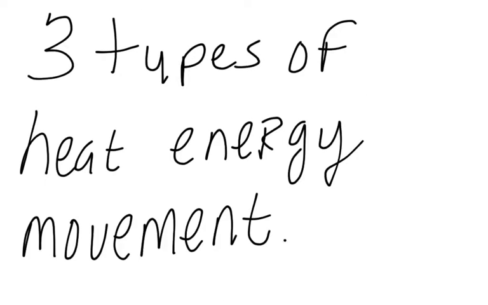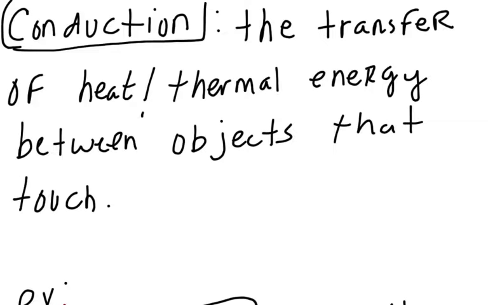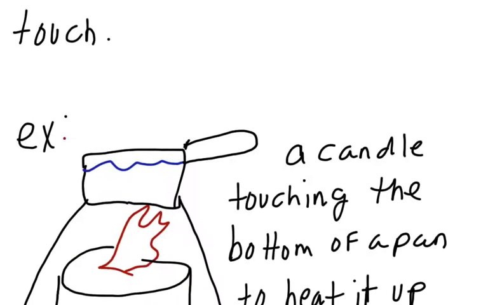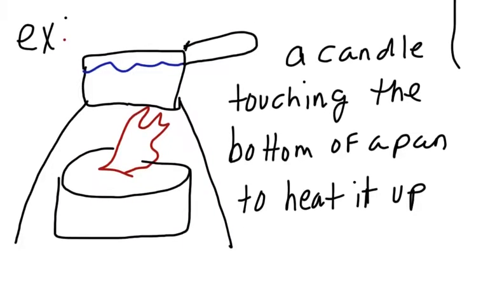Now, we have three types of heat energy movement or heat energy travel. The first one is conduction, and that's the transfer of heat/thermal energy between objects that actually touch each other. So let's look at this example. We have a candle touching the bottom of this pan to heat it up. And so for that heat energy to conduct, the fire needs to touch the bottom of the pan in order to heat it up. And that's an example of conduction.